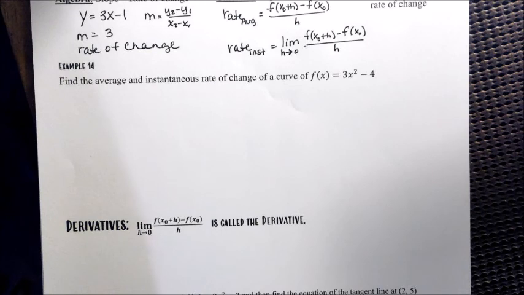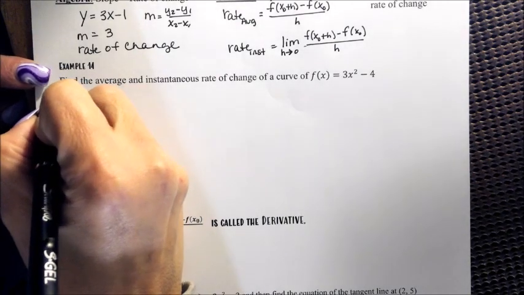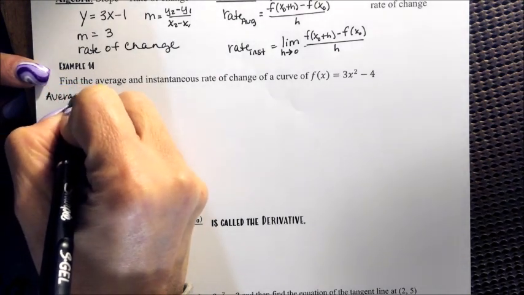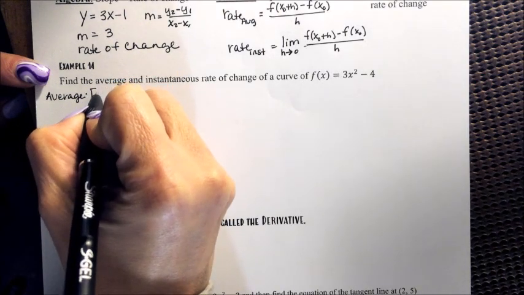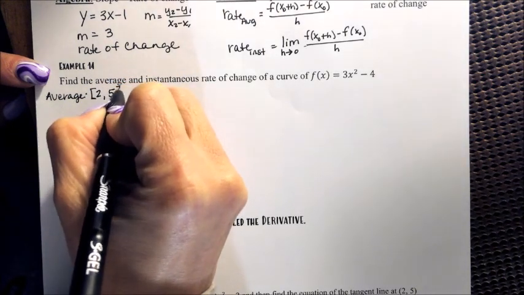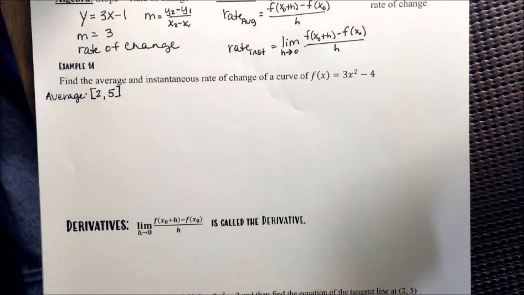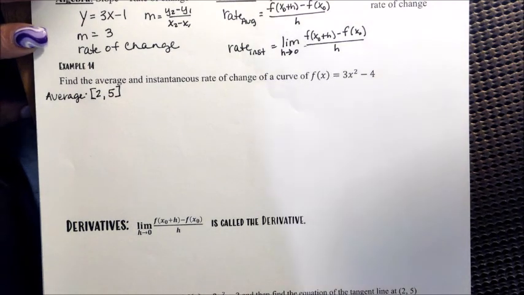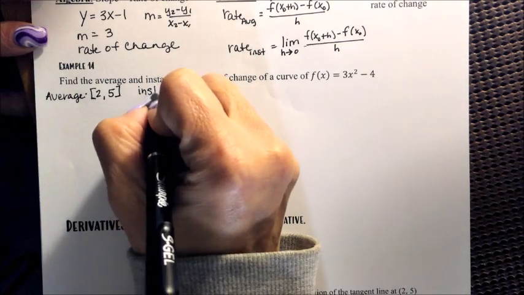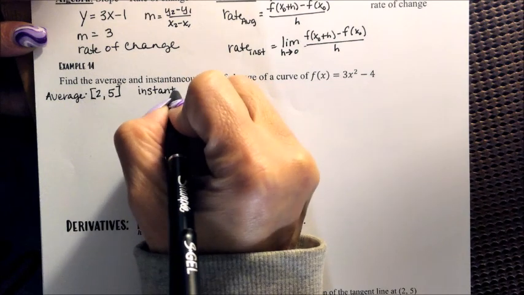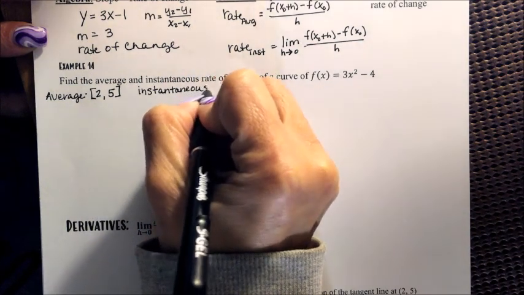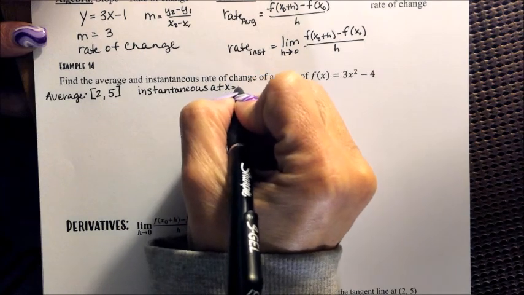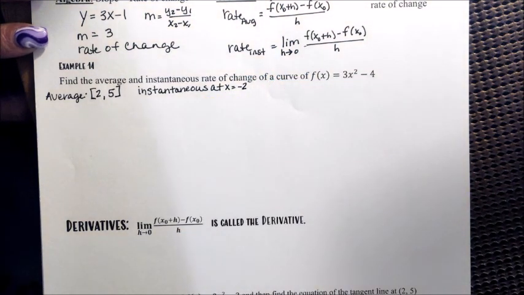Okay. Find the average and instantaneous rate of this curve. Okay, we're going to do two things. For the average rate, we're going to find it over the interval 2 to 5. So x is 2, and then x is 5. For the instantaneous rate, we're going to do it at x equals negative 2. I think I spelled all that right.